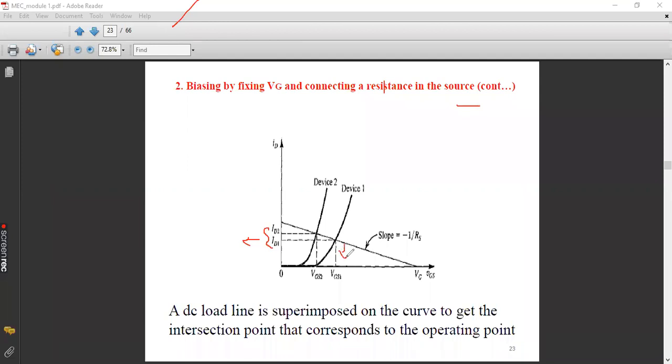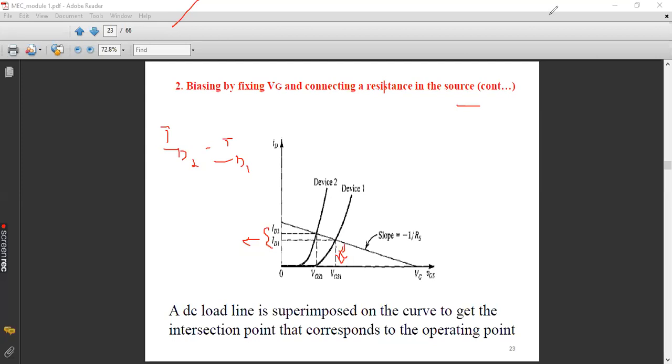Suppose it again comes down. Will the gap, ID2 minus ID1, the difference, increase or decrease? Please analyze carefully. Imagine that this DC load line comes down towards the x-axis. So what will happen to this gap ID2 minus ID1? Yes, very good. It will decrease.